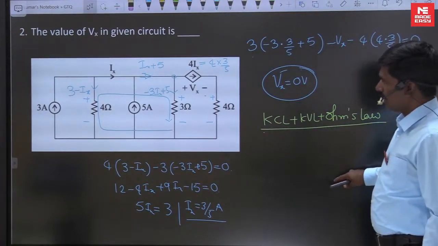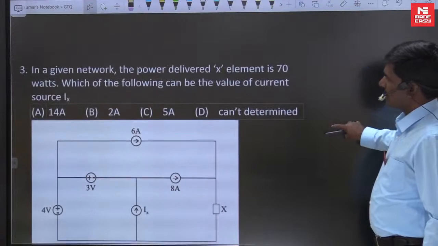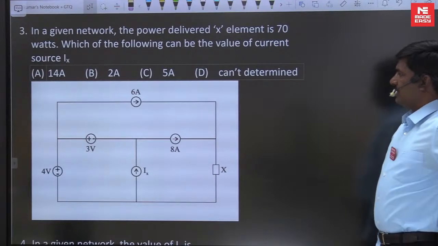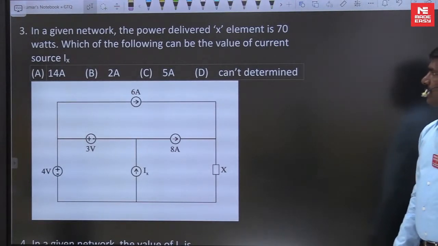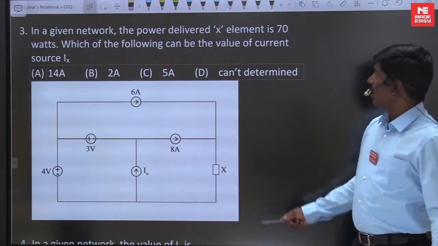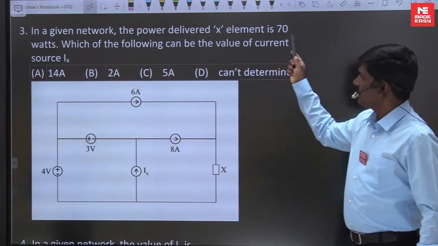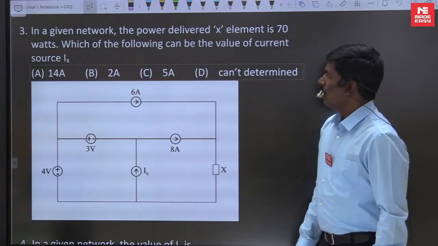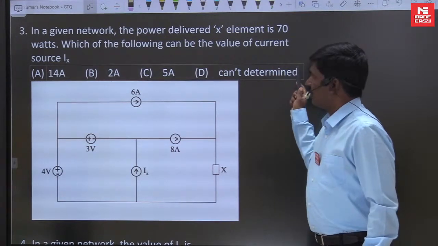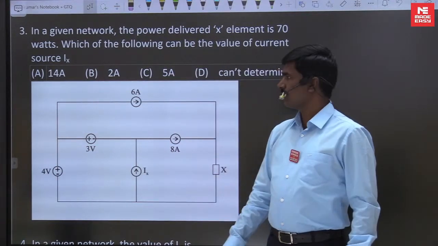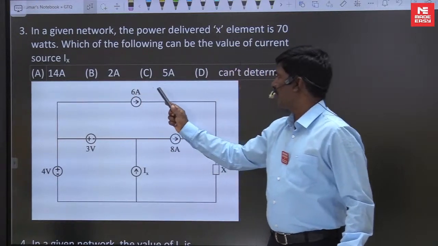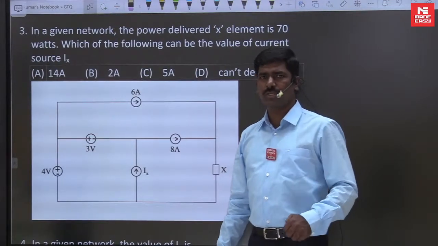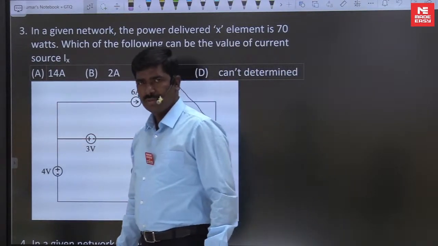Now move to the third problem. The question is, in a given network, the power delivered by element X is 70 watts. This is element X. We don't know what the element is. Which of the following can be the value of current source Ix? 14 amperes, 2 amperes, 5 amperes, can't determine. Simple question, very simple, logical question. Give the answer now.